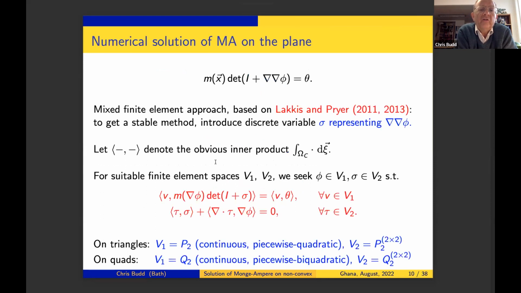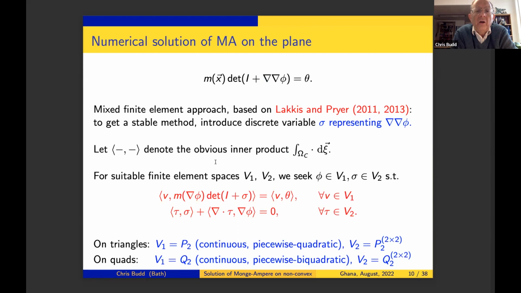Well, the method that we used to solve it was derived by Tristan Pryer, my colleague in Bath. This was before he came to Bath. I think he was in Reading at the time, working with a PhD student called Lakkis. And the idea behind solving this is rather like if you want to solve Navier-Stokes, you have a mixed finite element method. So you discretize velocity and pressure differently.